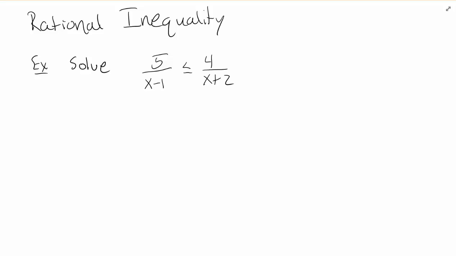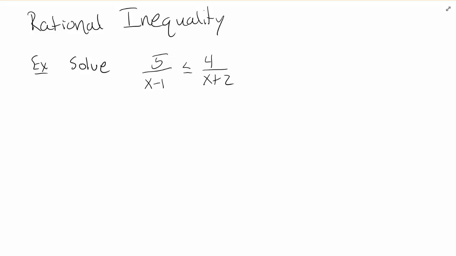Let's talk about solving rational inequalities. So let's solve 5 over x minus 1 is less than or equal to 4 over x plus 2. It's a rational inequality because I have rational functions involved, and it's an inequality because of the inequality symbol in there. Similar thought to what we use with polynomial inequalities. We're going to shuffle everything to one side so that we're comparing it to 0.